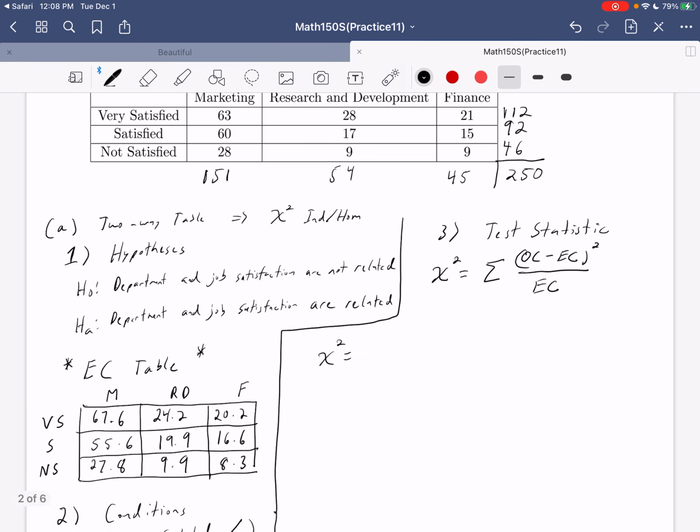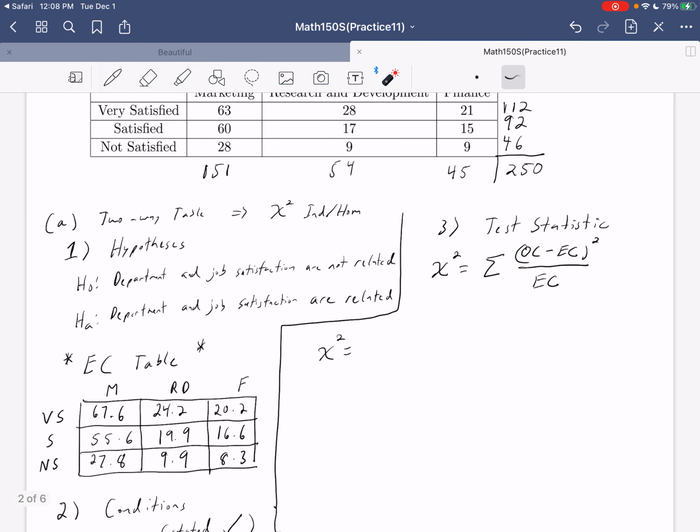So our first observed count, remember observed counts are what actually happened in our data. They're up here. So our first observed count was 63 versus an expected count of 67.6. So our first calculation is 63 minus 67.6 squared over 67.6. Then we're going to add to that. Our next observed count was 28 versus an expectation of 24.2. So 28 minus 24.2 squared over 24.2, plus our next observed was 21 versus an expectation of 20.2.